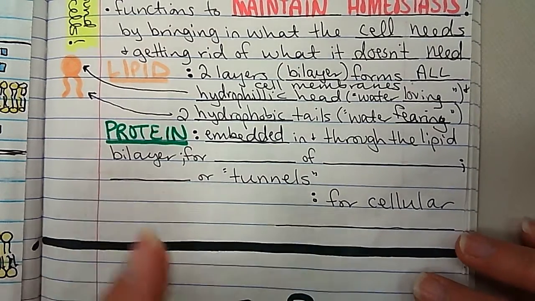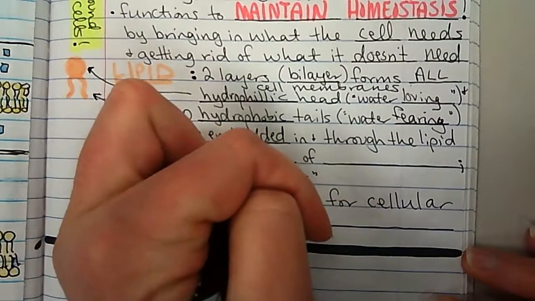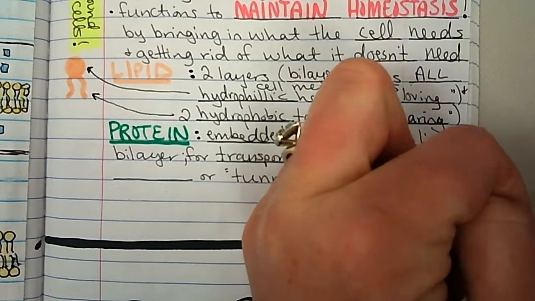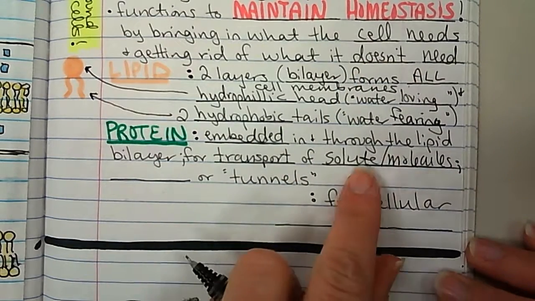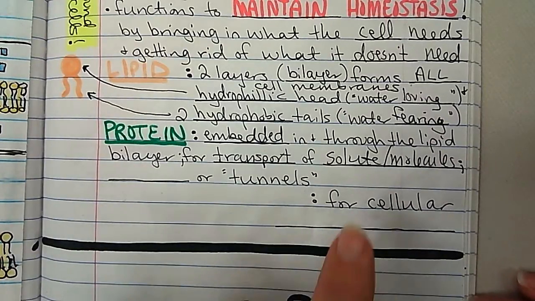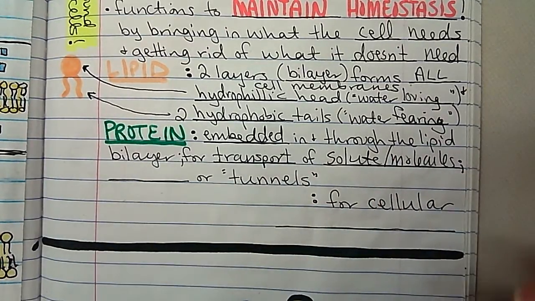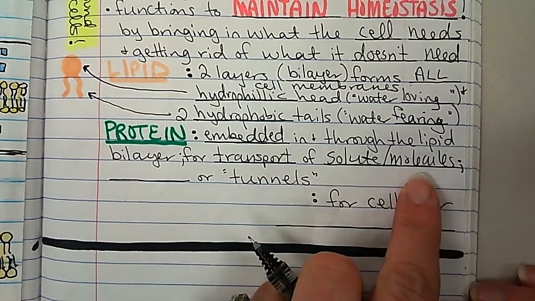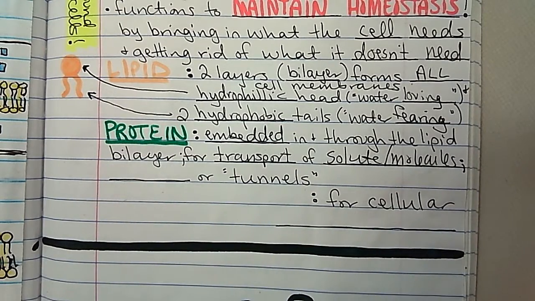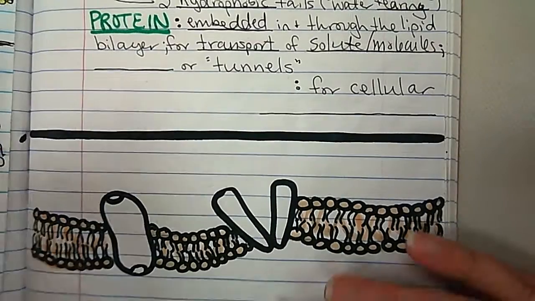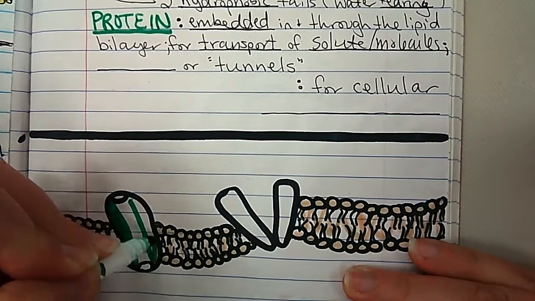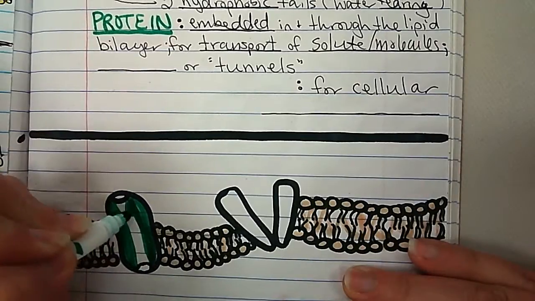And these are for transport of solute or molecules. So something that's dissolved in the cell, or something that's dissolved outside the cell that needs to come into the cell, or water or oxygen or whatever, glucose, stuff that needs to get into the cell, can do that through protein channels. And so down here, I'm going to take the same color, green, and these are the proteins right here. And just color those in.